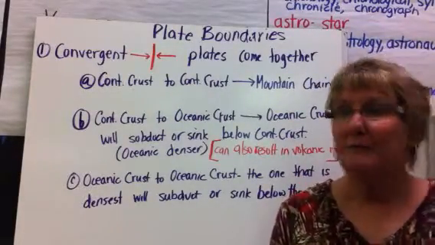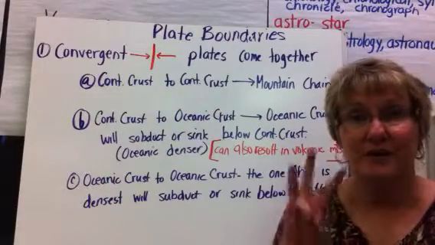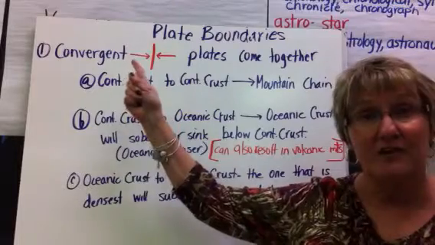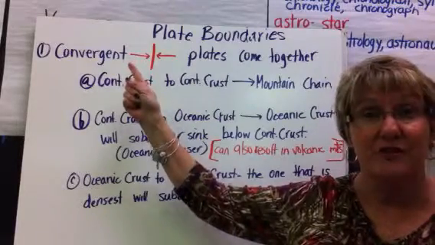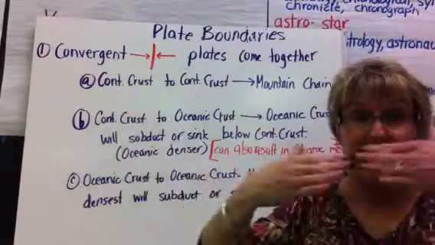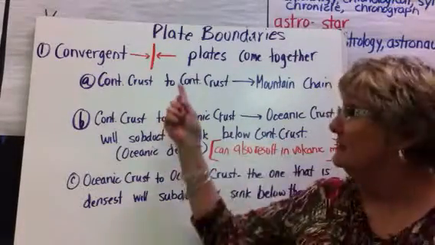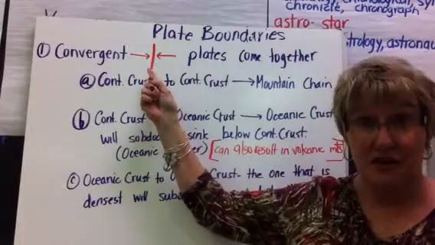As we talk about plate boundaries, we need to know that there are three different types of plate boundaries. The first type is convergent. We know that the word converge means to come together. So convergent plate boundaries are coming together. This little diagram here shows it.